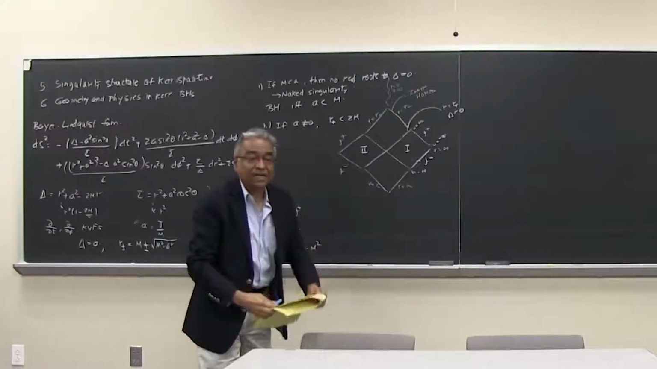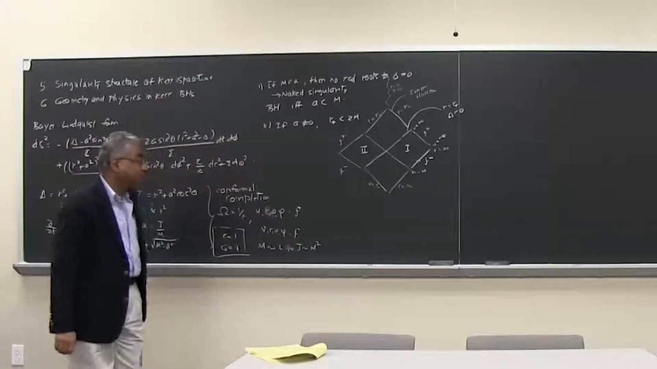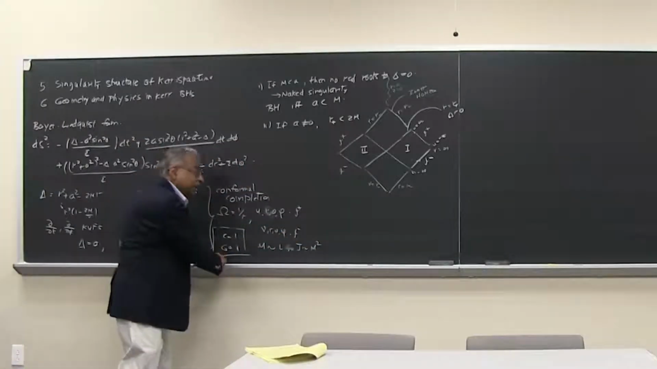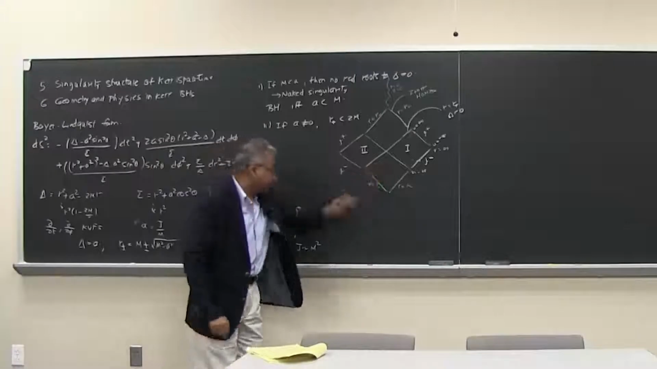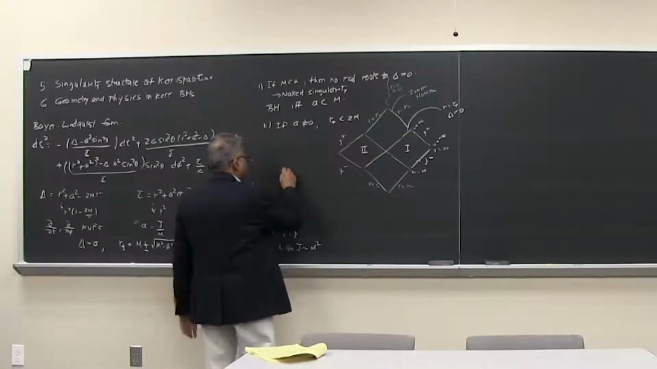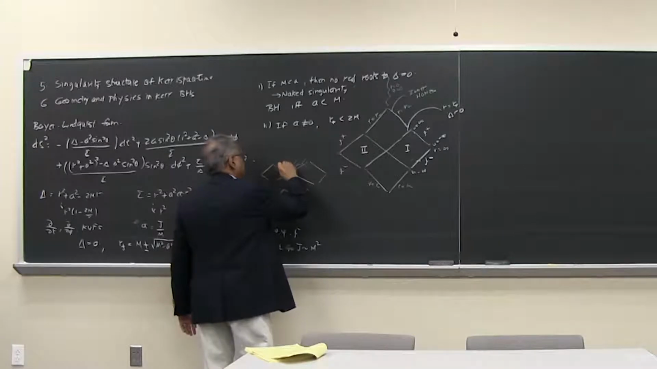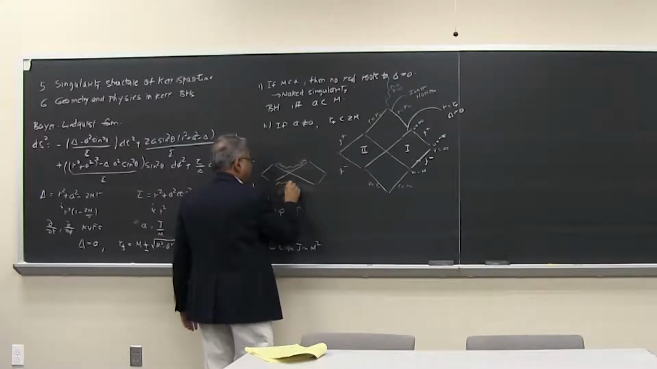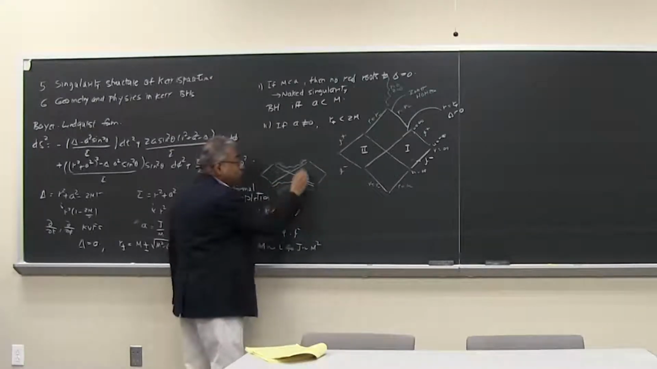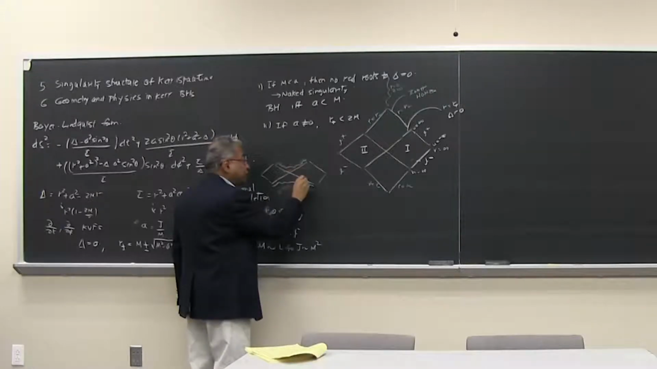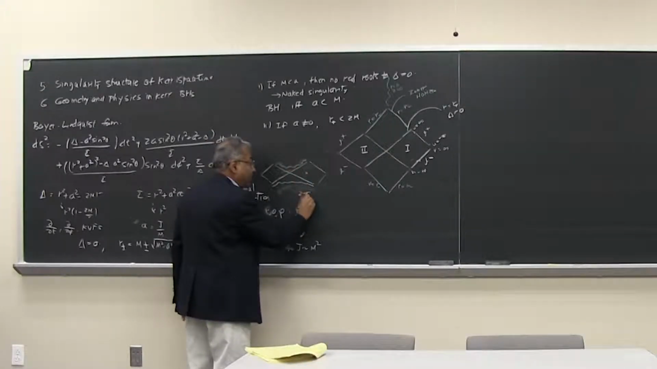I want to emphasize one thing right away. In the Schwarzschild space-time, when we drew these pictures, I had a picture like that. This was a singularity, and these were the horizons, and this was a singularity, and this was the picture that we had. Each point up here, except for r equal to 0, was a two-sphere in Schwarzschild space-time.